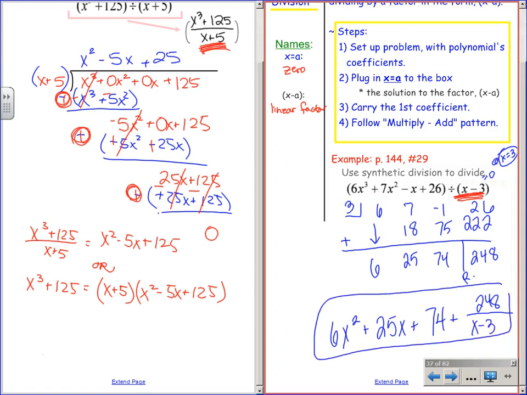What would have happened if you had done long division? Same exact thing. What would happen if we went over here and tried to check synthetic division? Same exact thing would result.